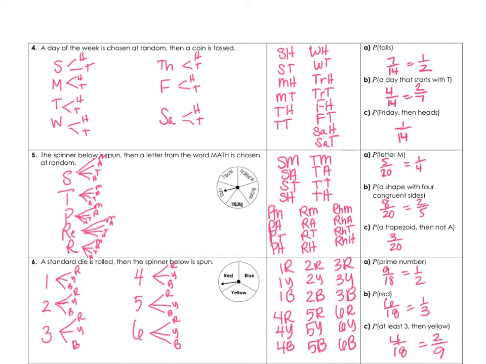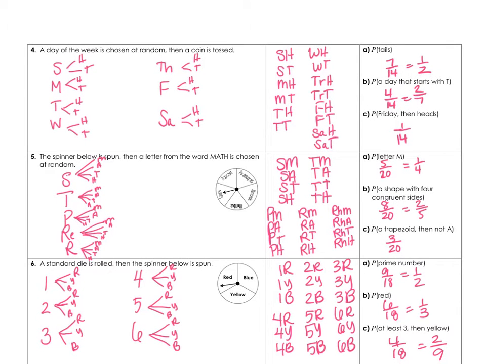Number 4: a day of the week is chosen at random, and then a coin is tossed. So the days of the week are Sunday, Monday, Tuesday, Wednesday, Thursday, Friday, Saturday, and then heads or tails when you toss a coin. Here's my sample space, I'm not going to go through all that. Probability of picking tails would be half of those, right? So 7 out of the 14 have T in them for tails, which would be 1/2. A day that starts with T, you have to include Tuesday and Thursday, so it's 4 out of the 14, because there's 2 Tuesdays and 2 Thursdays, which is 2/7. And then Friday, then heads, so there's only one of those out of 14.